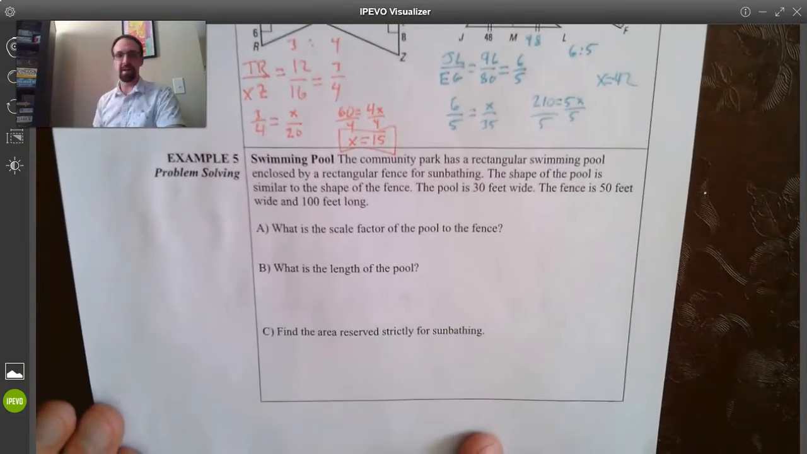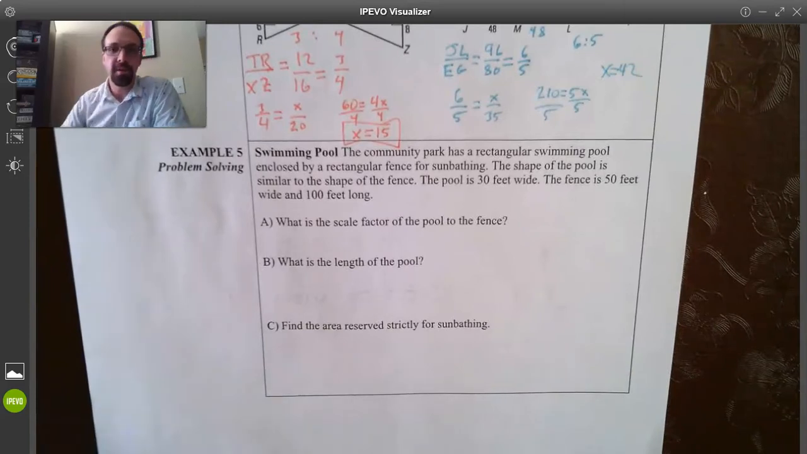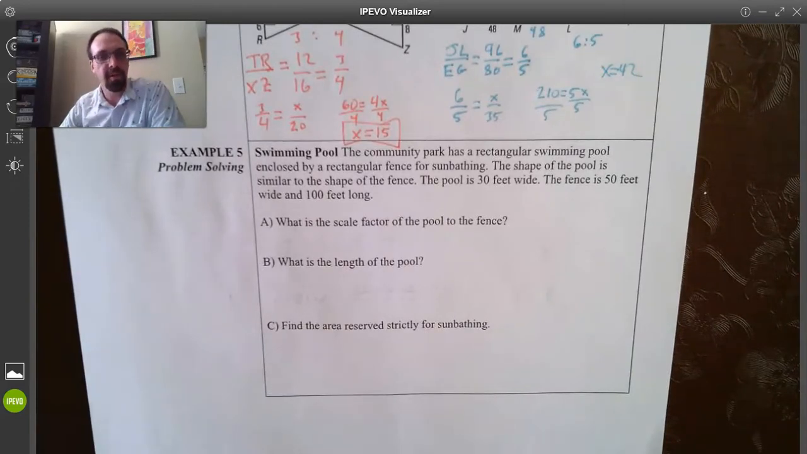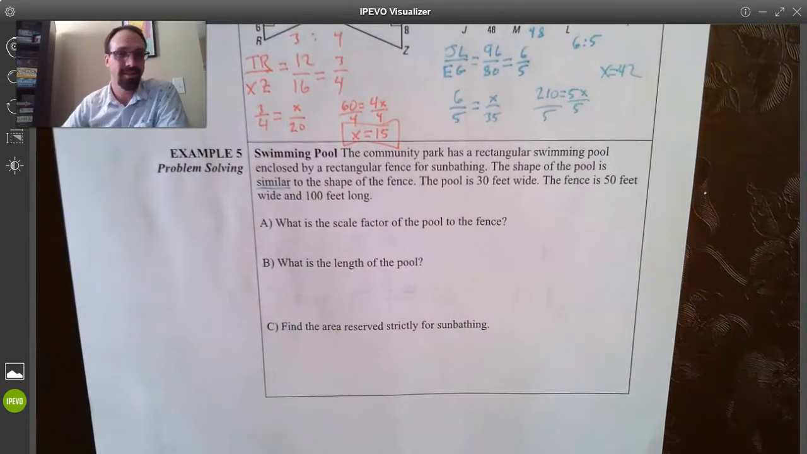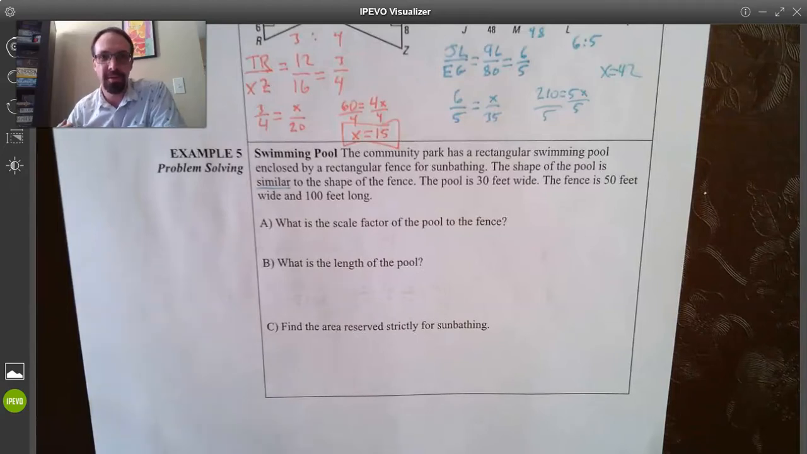Last example, we're talking about a swimming pool. So the community park has a rectangular swimming pool enclosed by a rectangular fence for sunbathing. The shape of the pool is similar to the shape of the fence. So this told us that it is similar. The pool is 30 feet wide, the fence is 50 feet wide, and 100 feet long. So we have to be really careful understanding all this.